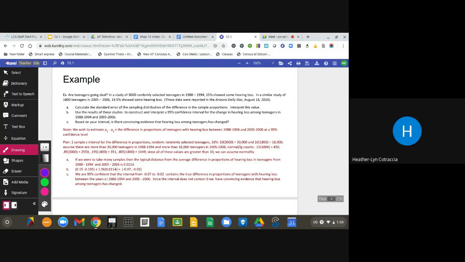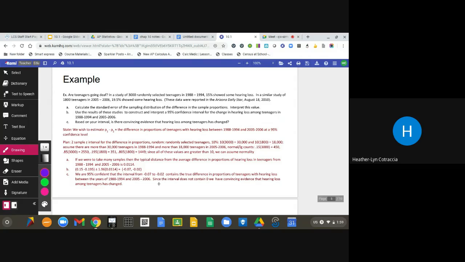So we are 95% confident that the interval from negative 0.07 to negative 0.02 contains the true difference in proportions of teenagers with hearing loss between those time periods. Since the interval does not contain 0, you do have convincing evidence that the proportion of teenagers with hearing loss has changed. Since 0 is not included, they are not the same and they have changed. Because it's negative, we can probably assume that it's actually gone up, because that means that the proportion from 1988 to 1994 is a smaller number than the proportion from 2005 to 2006.